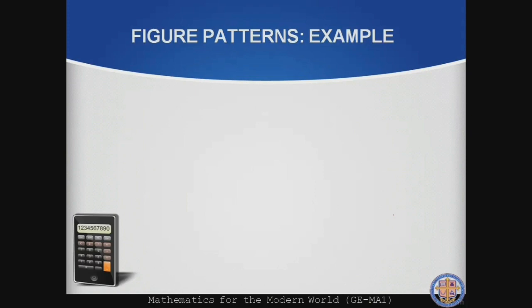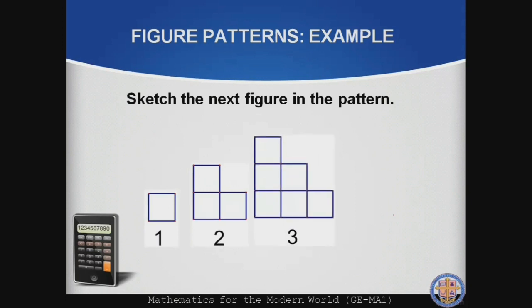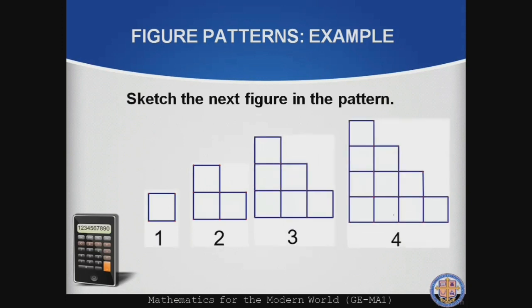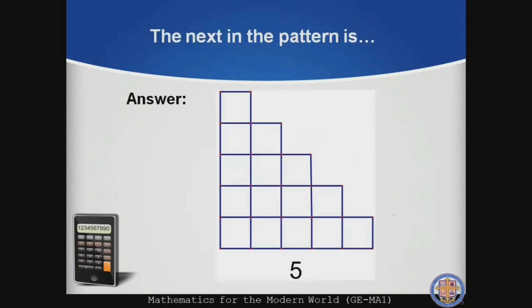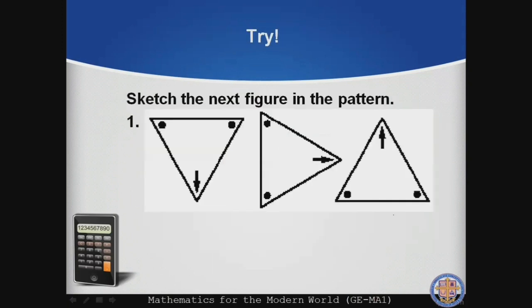We have also figure patterns. Let's say, for example, this one, 1 square, 3 squares. So we have here 6 squares. And we have here 10 squares. So what comes next? Okay, so 15 squares. Just adding counting numbers. So plus 2, plus 3, plus 4, plus 5, like that.